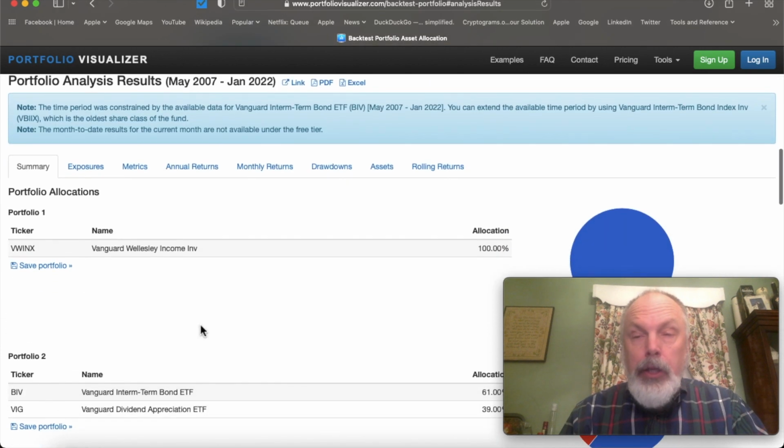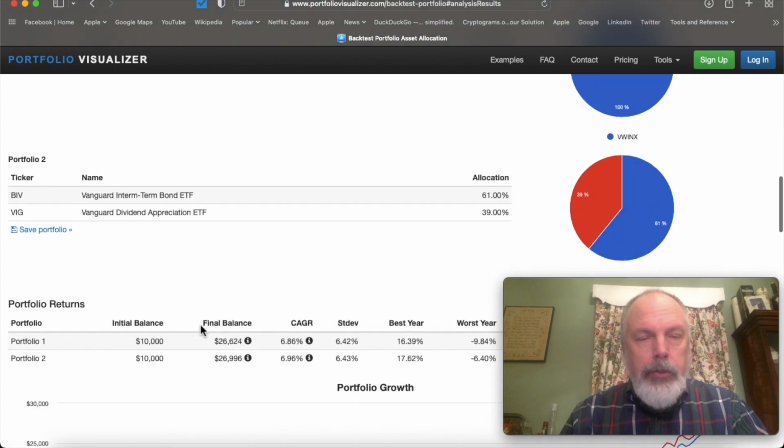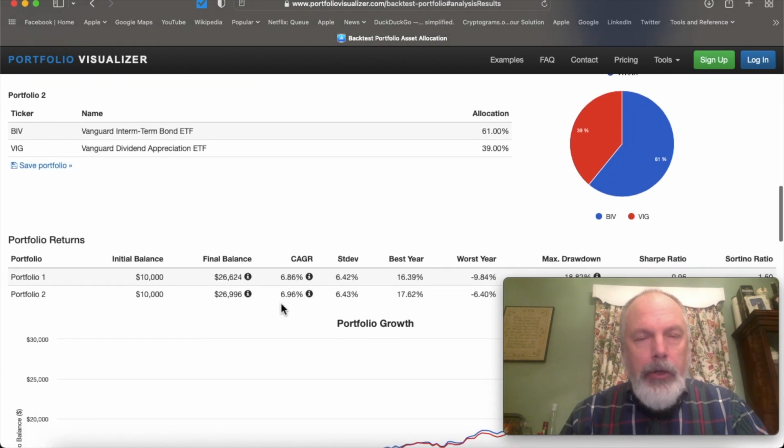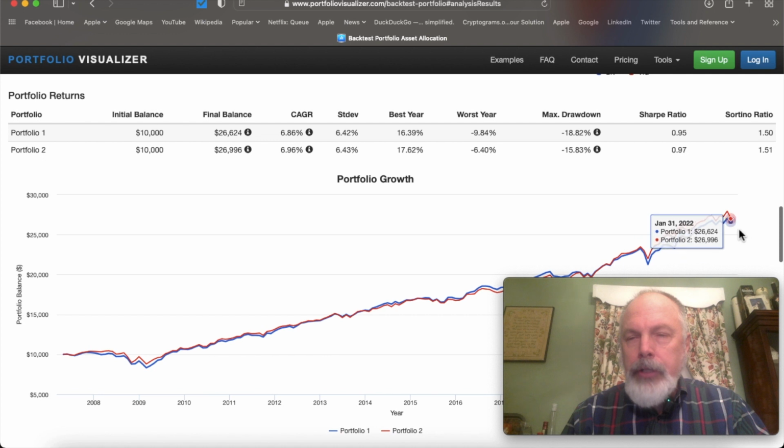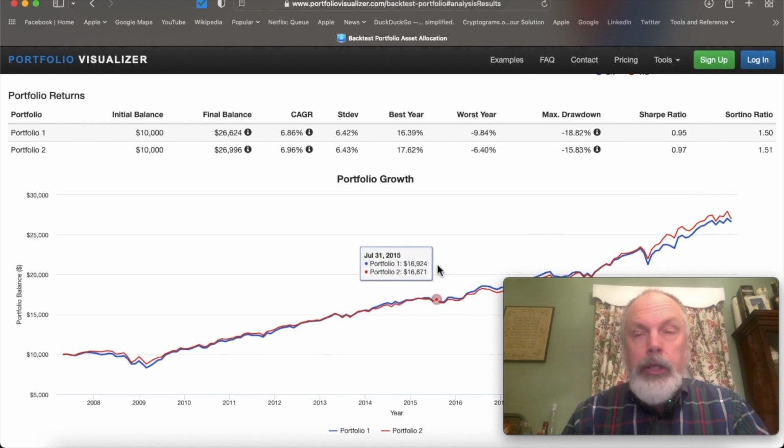So comparing those 2 portfolio options, you can look at the CAGRs. The second portfolio has a slightly higher CAGR, very close in standard deviation, and in the last few years, it actually seems to have outperformed Wellesley income. All good ingredients for a replacement.